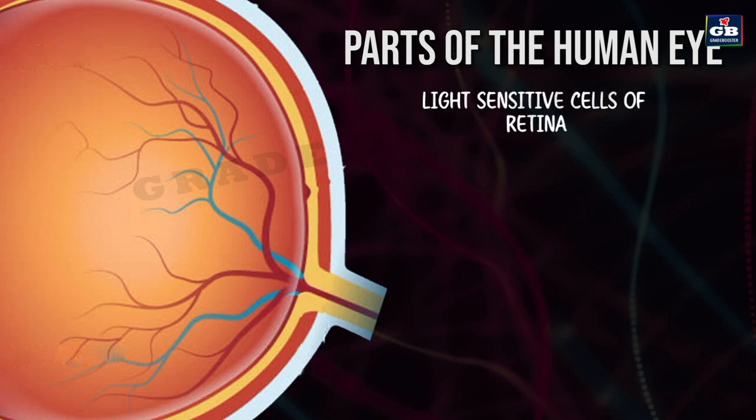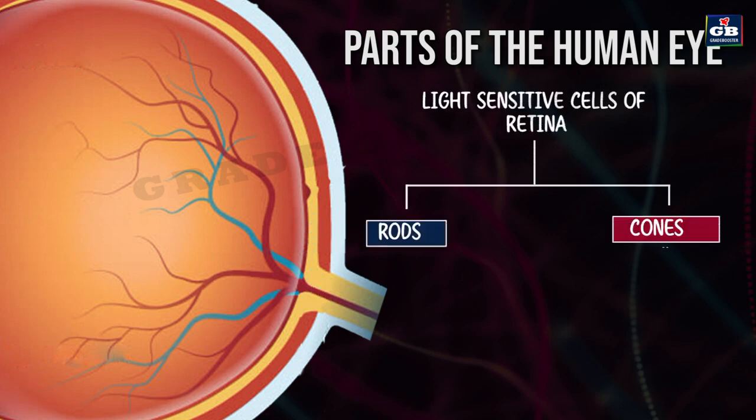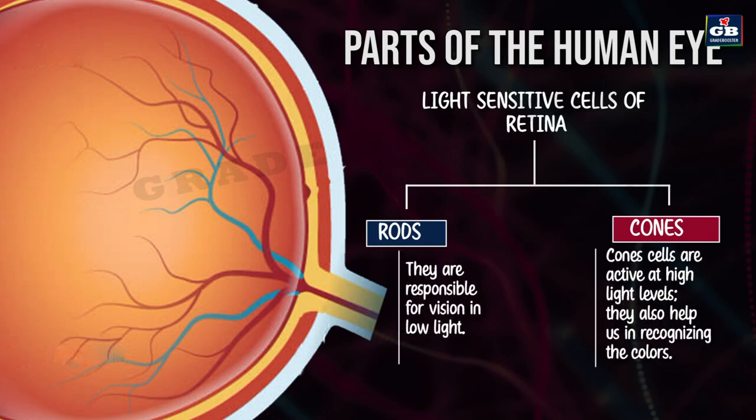The light-sensitive cells of retina are of two types. 1. Rod cells. 2. Cone cells. Rod cells are responsible for vision in low light. That means they are helpful in nighttime vision. Cone cells are active at high light levels. They also help us in recognizing the colors. That means our daytime vision is mostly based on cone cells.